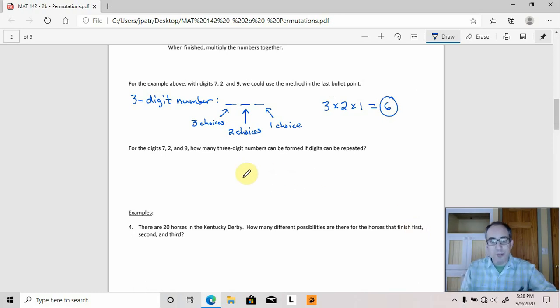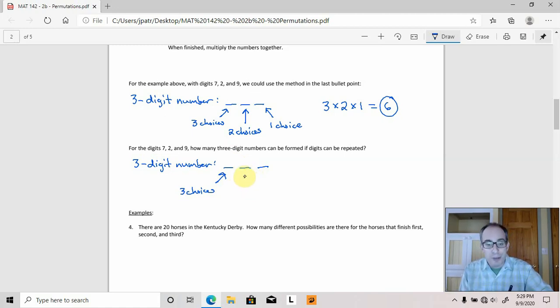If you can repeat digits, I guess we can have our diagram of a 3-digit number again. So I'll just make another one here. All right, so now we can have repeats. So it's still going to be 3 choices for the first digit. But then in the second one, if you can have repeats, you have 3 choices again. Because let's say you use up the 2 here. Well, then here you could have the 7 or the 9 or the 2 because this time repeating is acceptable. So here you'd get 3 choices. And then here you'd also get 3 choices. So you'd have 3 times 3 times 3, which is 3 cubed or 27.